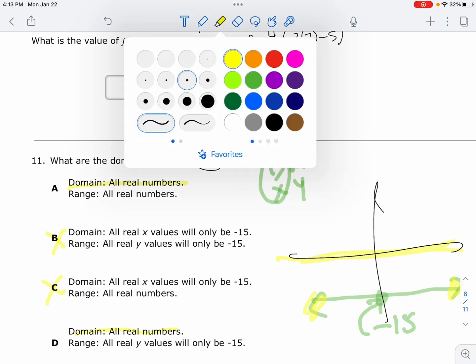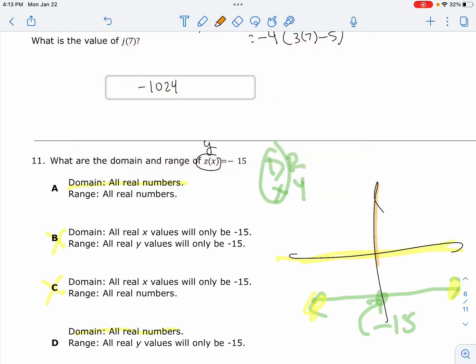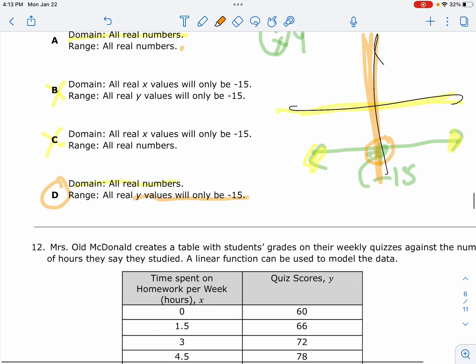Now I'm going to look at my range, my up and down, my y's. So here's my y's going up and down. The only y we have is negative 15. That's it. So we've either got all real numbers or the y's will just be negative 15. That's what we're looking for. D is your correct answer.